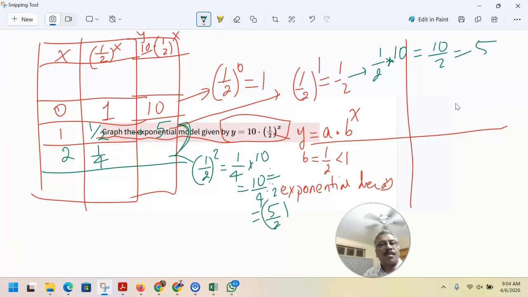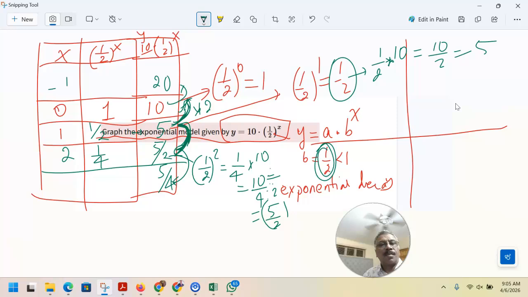Or you could do from here itself, because you already know this is the decay factor. B is the decay factor. Every time, if this is a number, the next number is 5 by 2. The next number is 5 by 4 and so on. If you want to go backward, you multiply by 2 here. So going backwards, you multiply by 2. The next one will be 20 here.